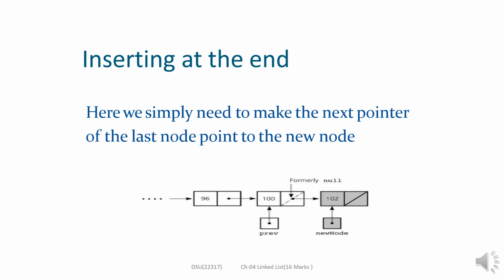So, inserting at the end. Here we simply need to make the next pointer of the last node point to the new node. See here, this is the diagram. The new node is 102, the previous node is 100, and the last node points to the new node instead of null.